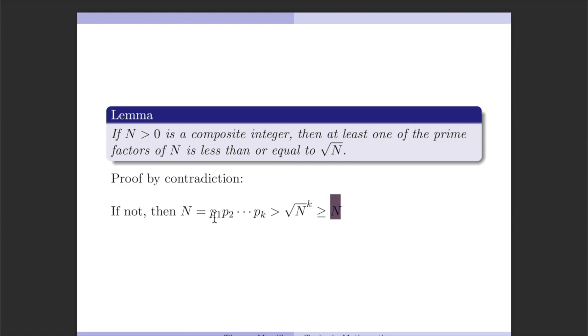Now, that's a contradiction because the left-hand side of this is saying we've got n. In the middle here, I'm saying that n is strictly greater than itself. And that is not allowed in the integers. So to avoid this contradiction, at least one of these prime factors in my list has to be less than or equal to the square root of n.